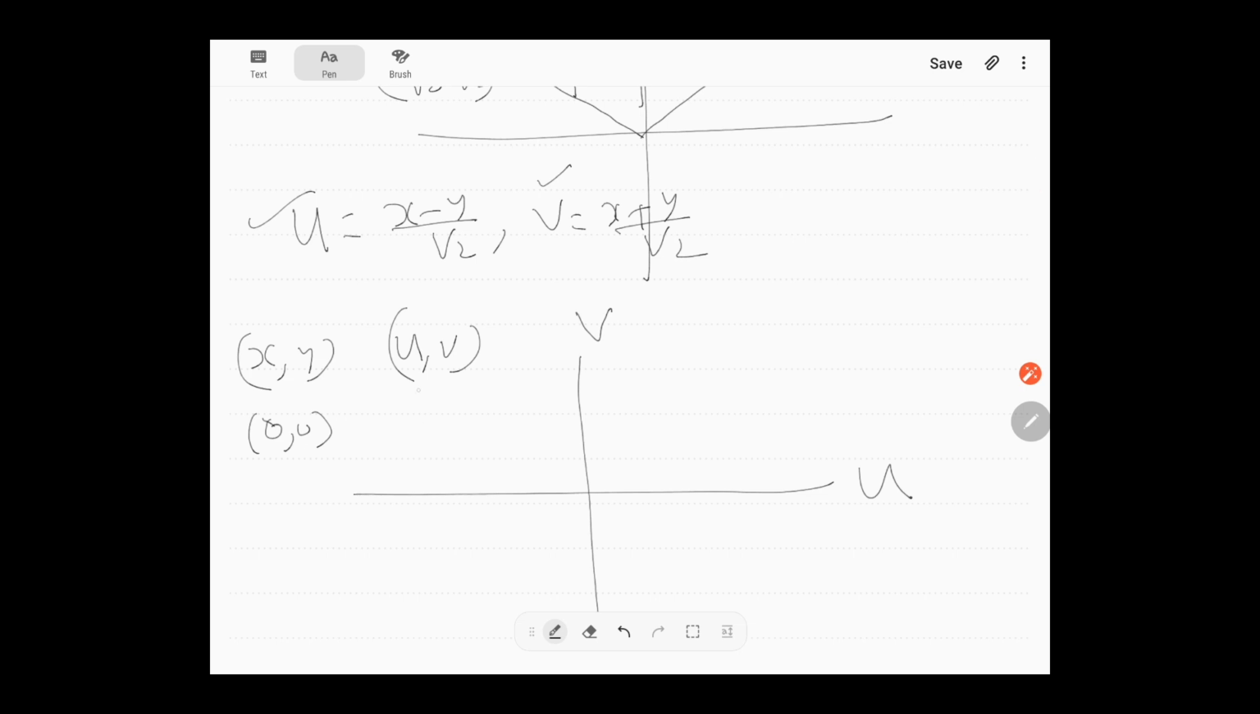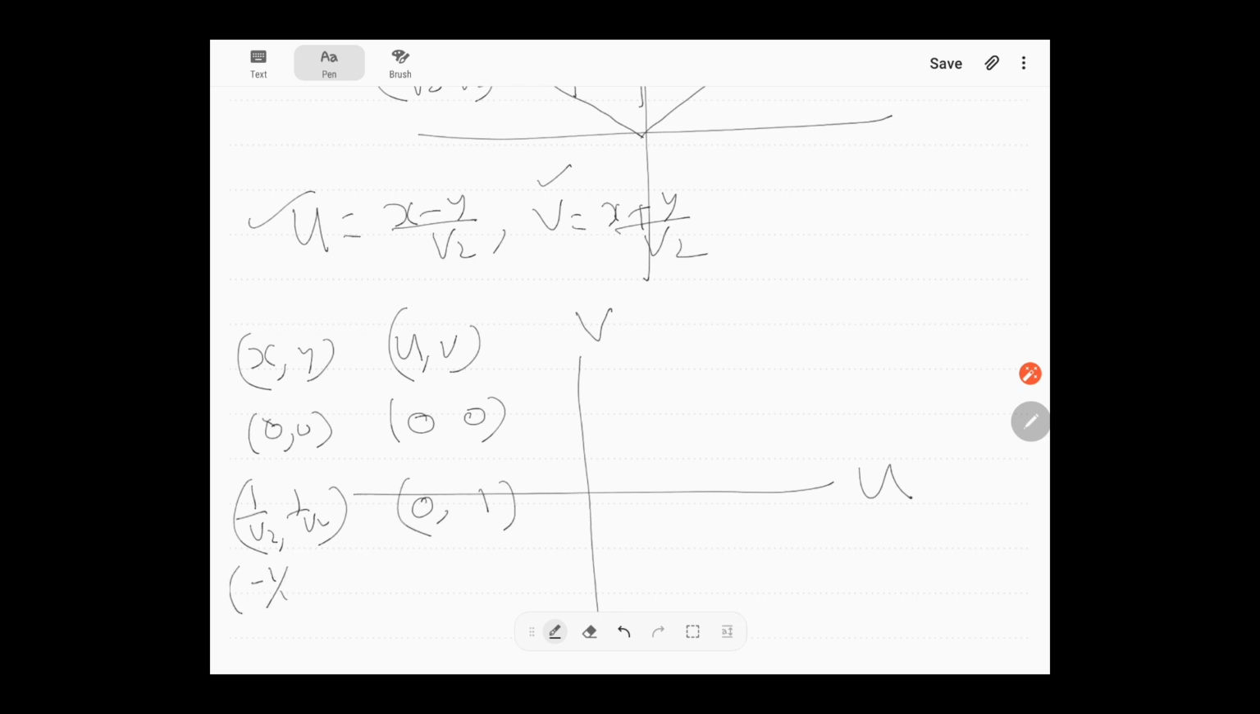If I substitute here, the u value will be 0, and the v value also is 0. But if I take another point, say 1 by root 2, 1 by root 2, then u is x minus y by root 2, 1 by root 2 minus 1 by root 2, so the u value is 0. And v, I have to add these two and divide by root 2. 1 by root 2 plus 1 by root 2 is 2 by root 2, which is root 2, and root 2 by root 2 is 1. So that is 0, 1.